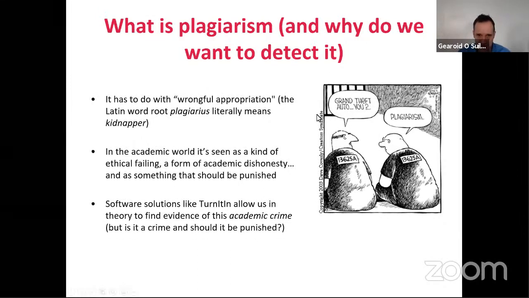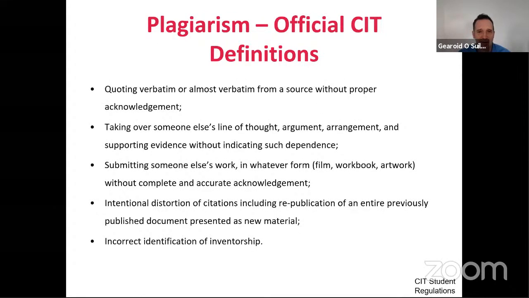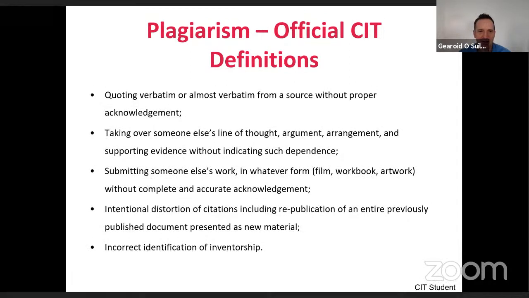In terms of the official line on things, these are what I've written as official CIT definitions. I suppose they're more like official CIT examples of plagiarism. So these are from the student regs. I won't read through them all, but I will make one note, and say that this is obviously a pretty extensive list. Plagiarism is a pretty broad church, as it were. And I think some of these things are worse than others, if you like. If we're still thinking of it as being a crime, then some of these crimes are more serious than others.